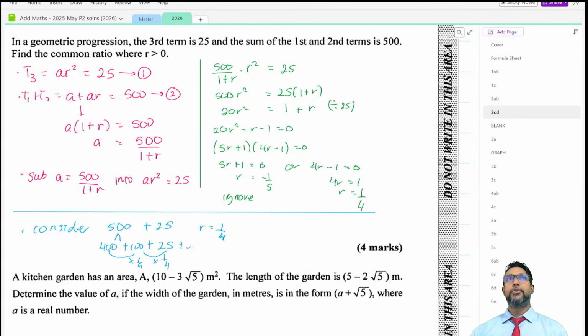I think in the previous version they had, instead of 500, they had it as 150. So the terms were 100, 50, 25. So in that case, r was a half.